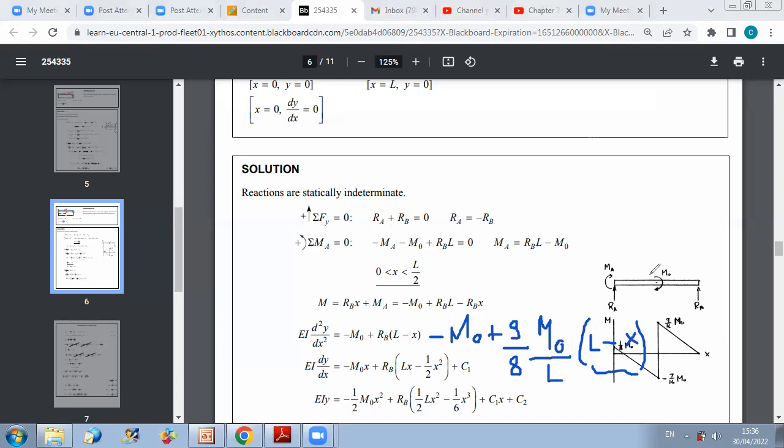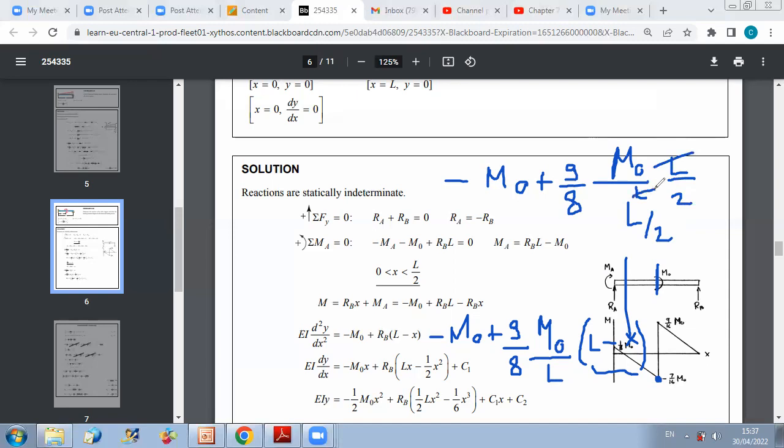And for x equal to L over 2, to find the value of bending moment just here, I replace x by L over 2 in this equation. So I get minus M0 plus 9 over 8 M0 over L times L over 2. So here L and L will cancel out. So you have minus M0 and you have plus, as we said, 9 over 16 M0. So you have minus 16 plus 9 is minus 7. So here you have minus 7 over 16 M0.